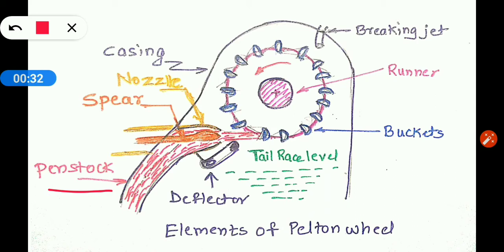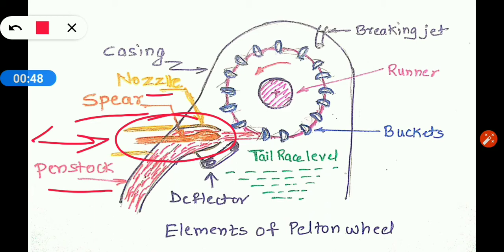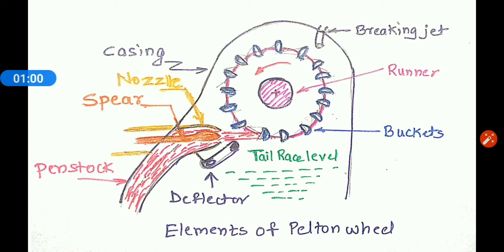Now then, next is the spear and nozzle arrangement. Spear is nothing but this orange colored structure. With the help of the spear, we are regulating the flow. With the help of the hand wheel, we can either move it in the forward direction or in the backward direction. So by moving backward or forward, we can regulate the flow. Then next is the nozzle. Nozzle is here. As you can see, it is a nozzle shape.